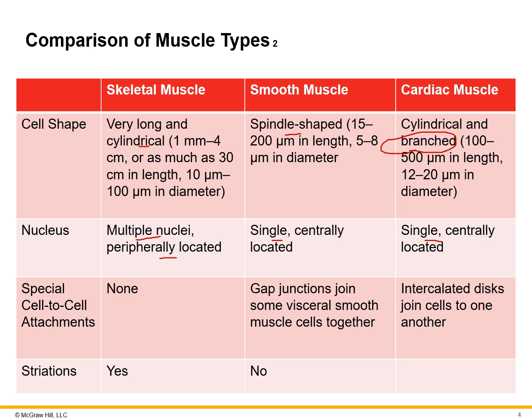So as far as cell-to-cell attachments, there are none in the skeletal system. But again, we do have striations. Smooth muscles, there are gap junctions that join the smooth muscles together so that they can increase that communication. But again, they're smooth because they don't have the striations. And then the cardiac also have some connections. They're called intercalated discs that join them together. And then it's missing the information here, but they are striated. Just write that in. So yes, there are striations in our cardiac muscle.